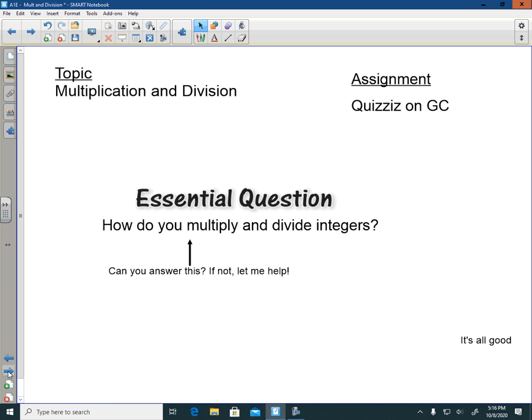All right, friends, well, that's all I have for you today. Our topic was multiplication and division. Your assignment is a quiz, and it's on Google Classroom. Just click it and get that work done. You have a week. The essential question is, how do you multiply and divide integers? Can you answer this? If not, you should let me help. There's office hours, there's our class time. I'd love to help you.